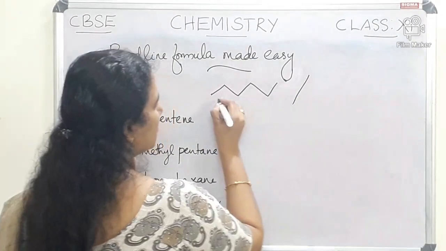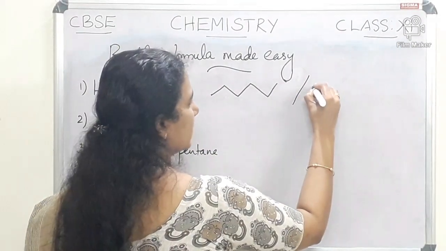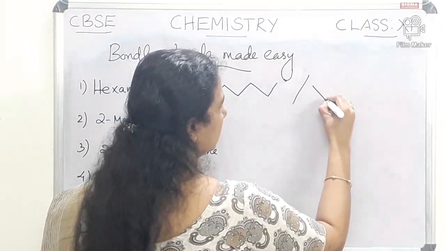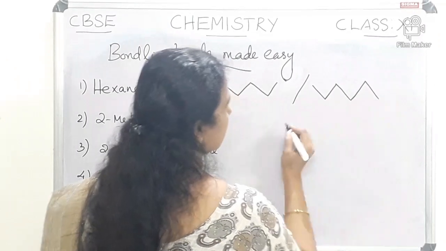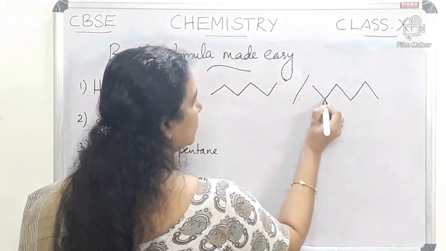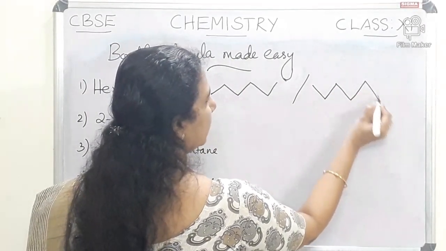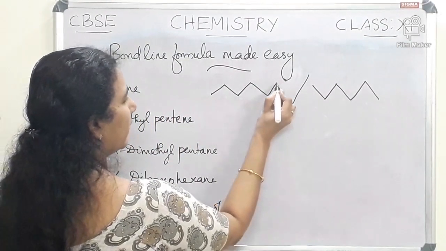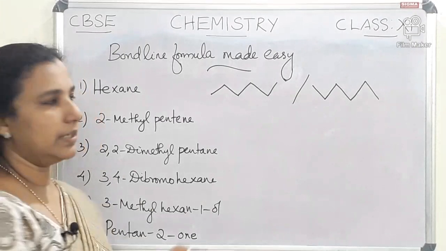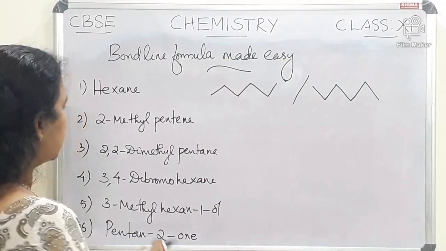We can draw like this also. We can start from here: 1, 2, 3, 4, 5 and 6. Here also 1, 2, 3, 4, 5 and 6. So both are right. This is the Bondline formula of hexane.